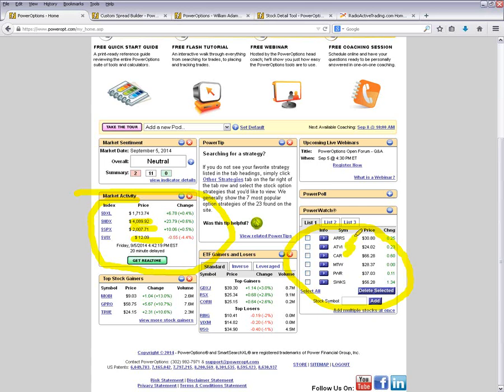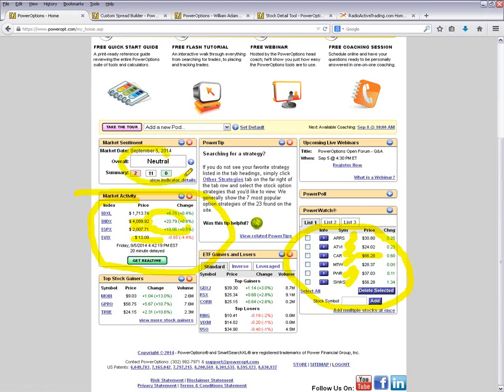CAR, Avis Group, Activision, Eris, Manitowoc, PWR, SWKS. These are the exact positions that are in my portfolio. My actual one is a little bit bigger, I've got more stocks in there. So what I'm looking at here is how my stocks changed in the first 5 minutes of trading, and what the indexes are doing as well. This is the first thing I look at.